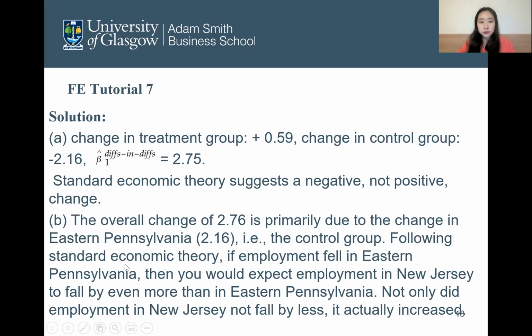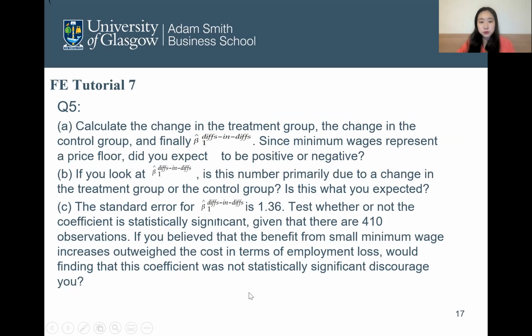And 1, 2, 3. So it has 3 questions. And then we can see the first question, question A, right? We calculate the change in the treatment group, the change in the control group, and finally the beta 1, the differences in differences. Since minimum wage represents a price floor, did you expect that it will be positive or negative? And then if you look at the beta 1, is this number primarily due to a change in the treatment group or control group? Is this what you expected?